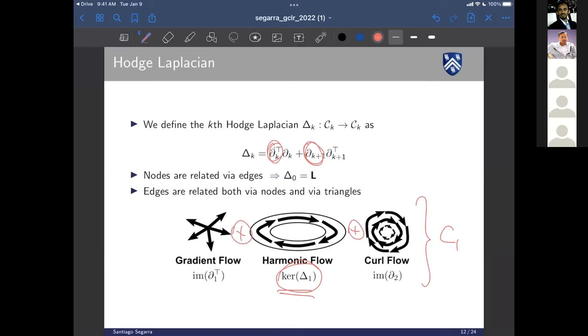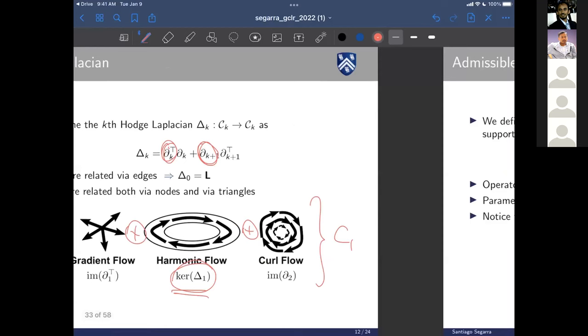And in a lot of cases, some type of flows, for example conservative flows, might be more important for a specific application at hand. So facilitating this decomposition in our parametric architecture will help us learn better, as we'll see later. But this is the idea of the Hodge Laplacian.